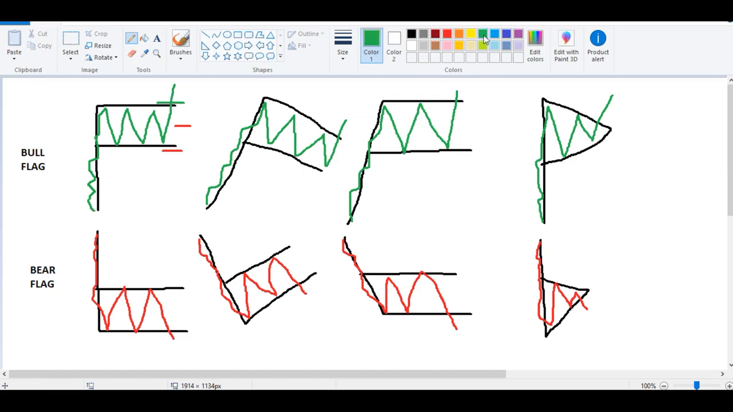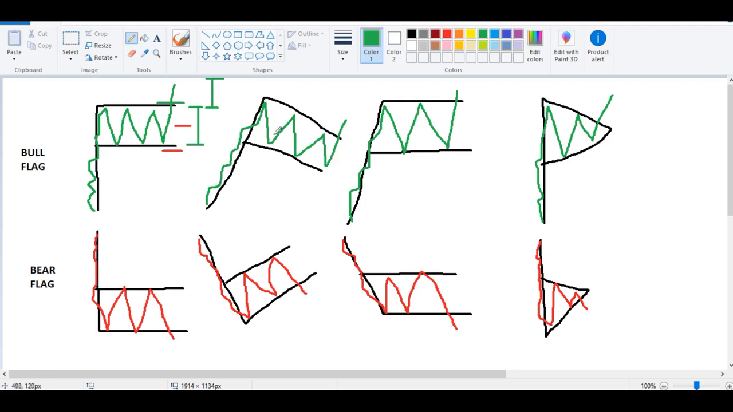Okay, and what is my target? My target is the distance of this flag, this area, right? So I will add this portion towards the upside, and that will be my target, this distance.